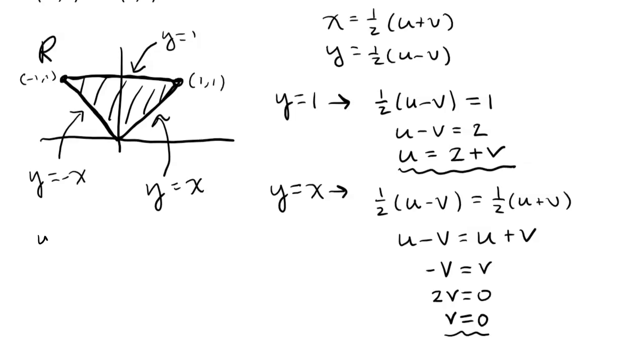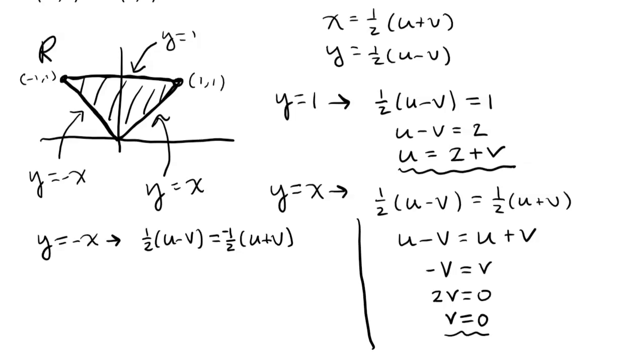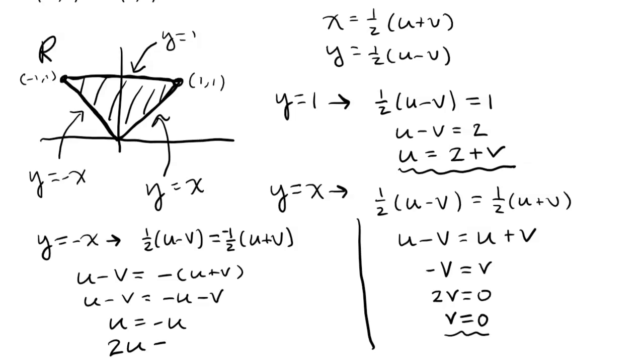So we've got so far u is 2 plus v, and v is 0. And then if we look at y equals -x, that's going to look like 1/2 u minus v equals -1/2 u plus v. Then if we cancel the 1/2s, u minus v is -u plus v. So we can move terms over to get 2u equals 0, or just u equals 0.